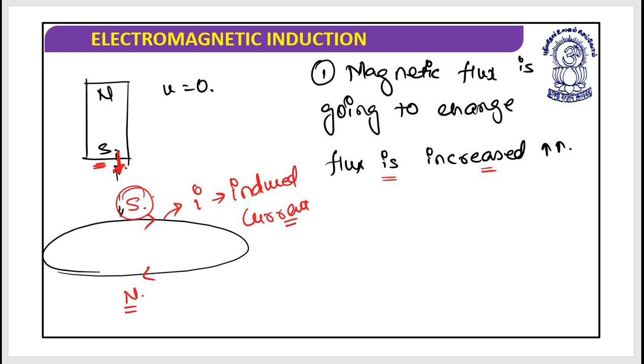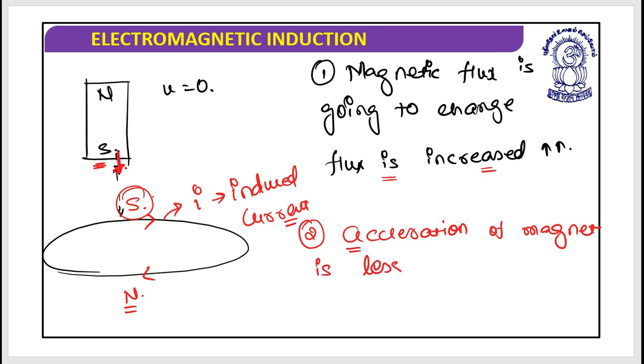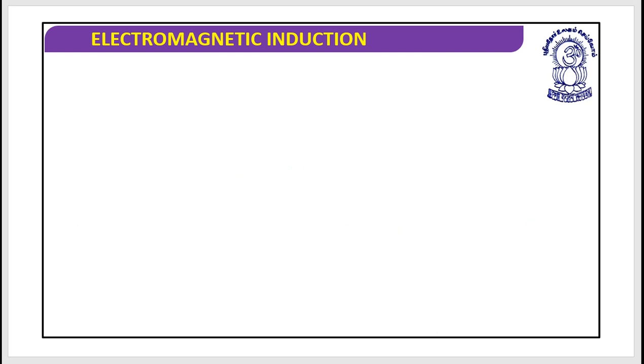One more thing. In this case, acceleration of magnet is less than g. Why? Because due to repulsion, this a would be less than g. I hope this is clear. So now is everything clear? Do you understand this completely? Ready for one more question for practice? Yes, this will give you confidence.